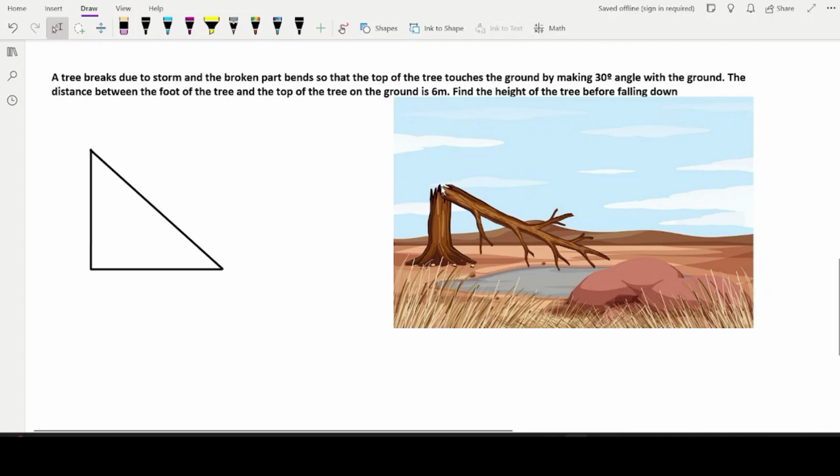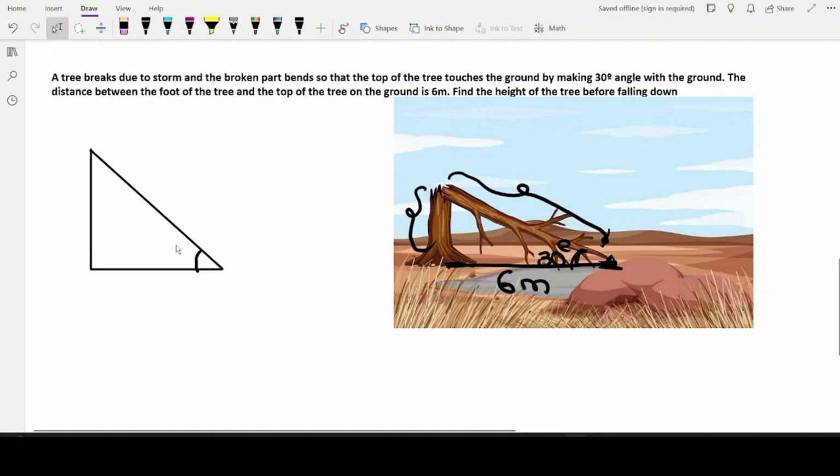So a tree has broken due to a storm. The top of the tree is touching the ground and making an angle of 30 degrees with the ground, and the distance between the foot of the tree and the top of the tree that is touching the ground is given as 6 meters. Now we are asked to find the actual height of the tree before falling down.